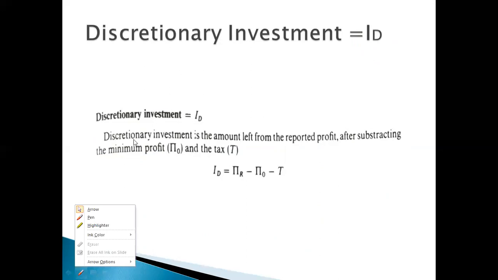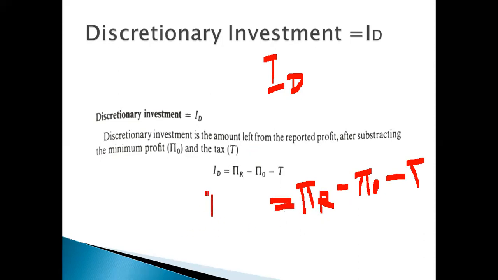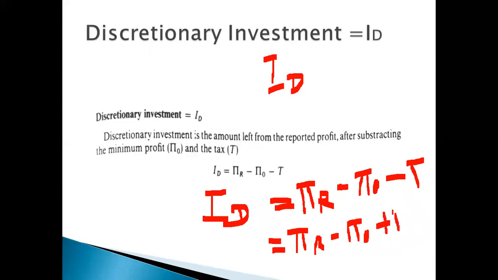Now let's come to the discretionary investment, that's ID. Discretionary investment is the amount left from the reported profit. That is, when you deduct minimum profit and tax from reported profit, then you will get investment for discretionary purpose, or discretionary investment. This can be used by the firms or managers in accordance with their discretionary powers. So when you deduct minimum profit and tax from reported profit, you will get what is called ID, or discretionary investment.